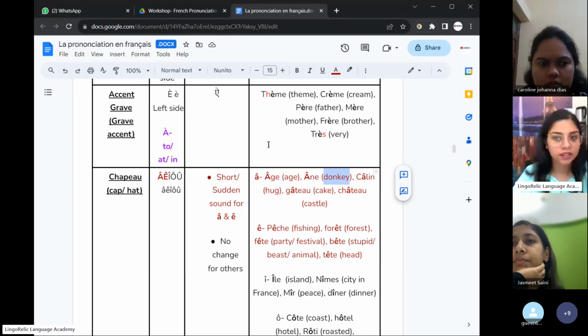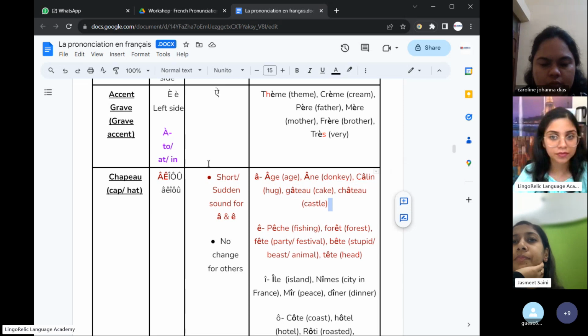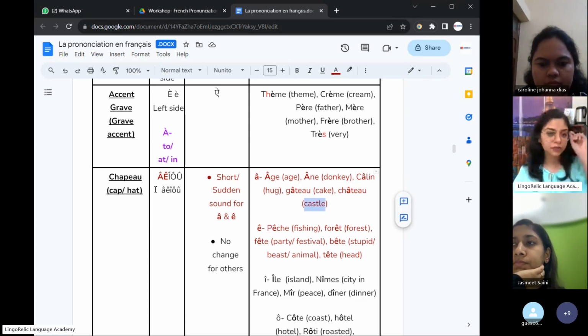Next one. Ane. That is a donkey. Next one. Kala. Kala. This is the k sound. This also I will explain in this lesson only, ki k kab hai aur sa kab hai. Okay, I'll come to that in a while. So this is kala. Kala means a hug. Okay, next one. Gâteau. Gâteau. It's a sound, very sudden. Gâteau. That's a cake. And Château. Château. That's a castle. Okay.